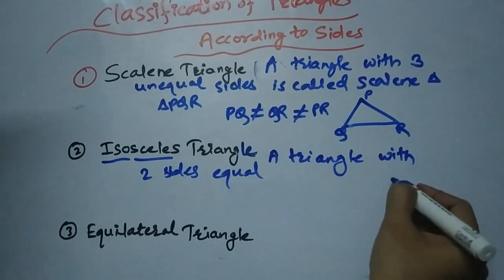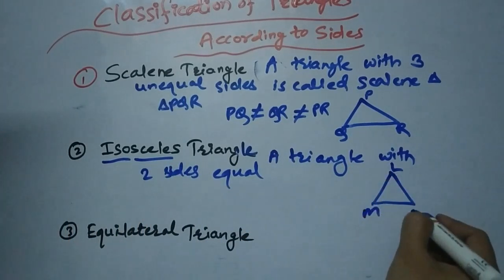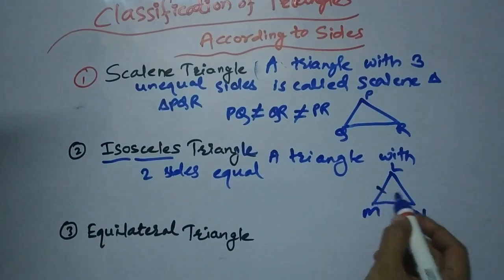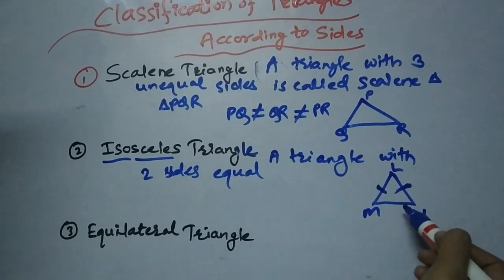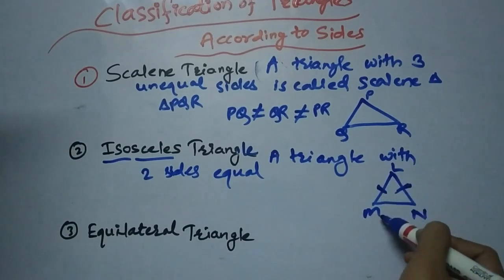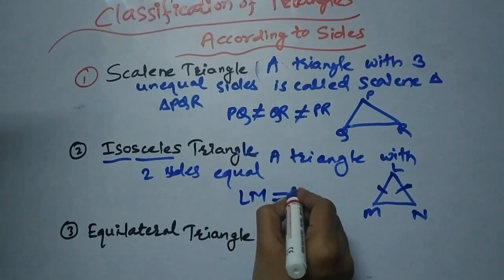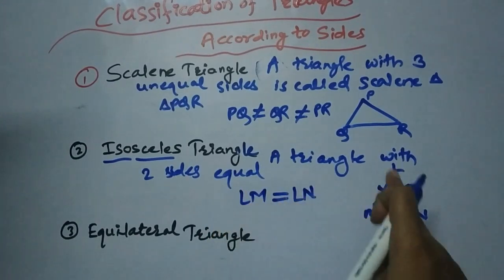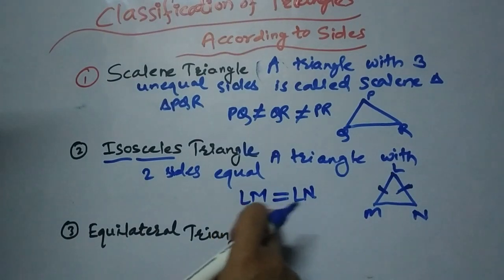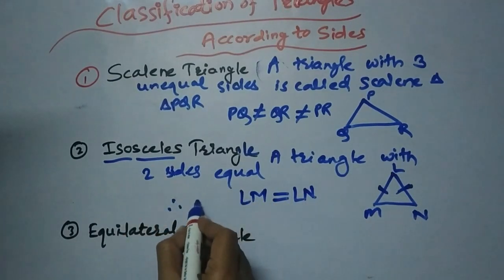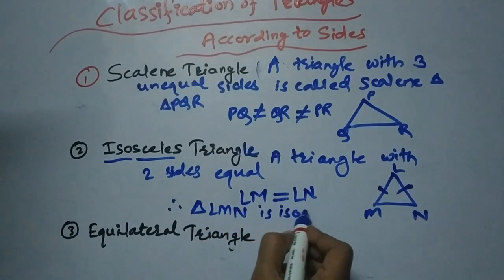For example, if we have this triangle LMN, you can see this and this side. Suppose we use this hyphen for indicating that these are equal lengths. So you can say here LM length is equal to LN length. So here only two sides are equal. So you can say this triangle LMN is an isosceles triangle.